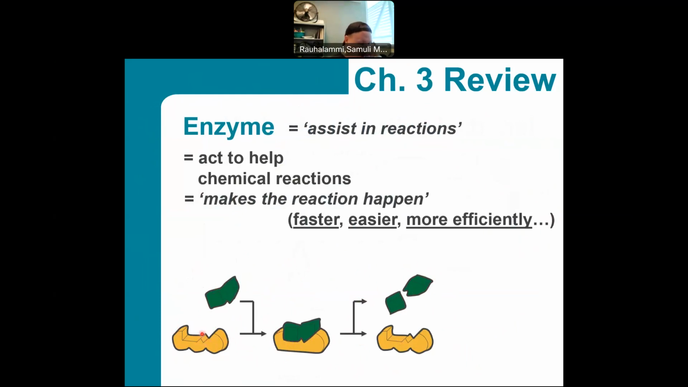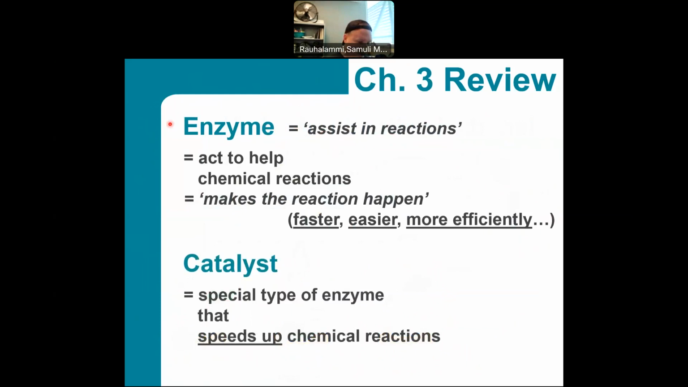They have an active site where the reactants bind. The enzyme can change its physical shape during the reaction, but when the reaction is over and we are left with our products, enzymes return back to their original shape and can be reused to assist in further reactions that will take place in the future.